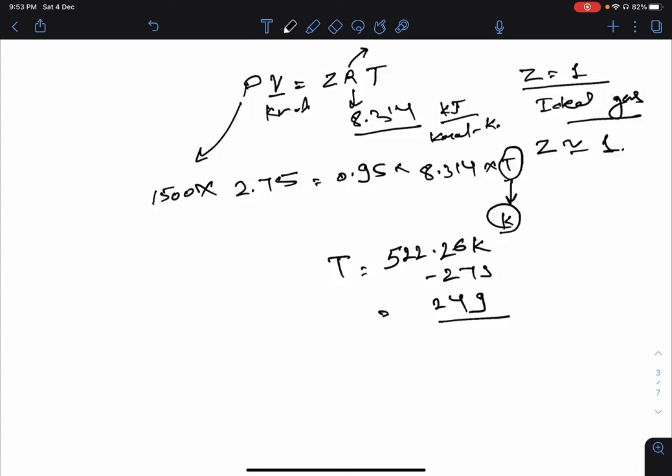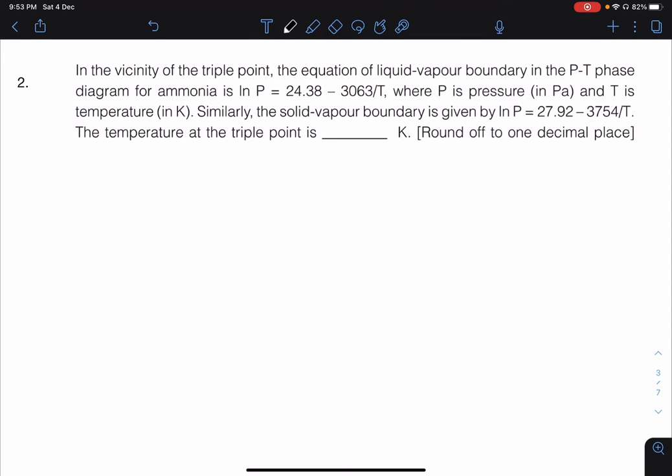So we will move to the next question. In the vicinity of the triple point, the equation of the liquid vapor boundary in the PT phase diagram for ammonia is this one, where P is the pressure in Pascal and T is the temperature in Kelvin. Similarly, the solid vapor boundary is given by this equation. The temperature at the triple point is.